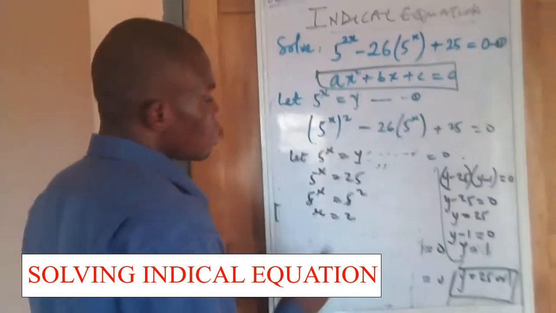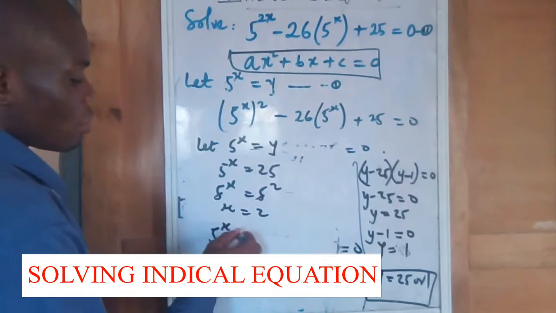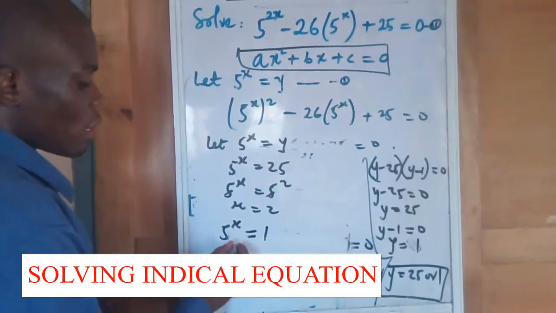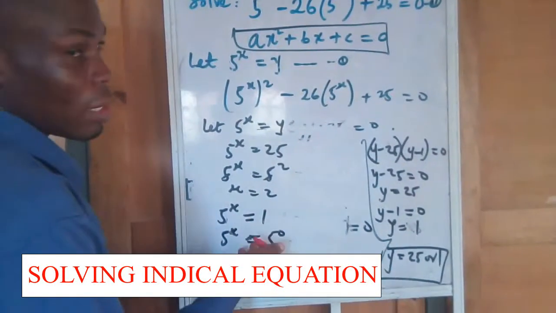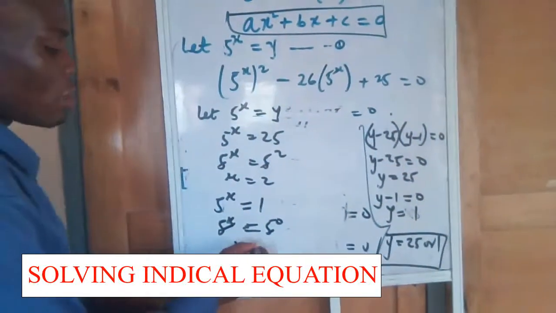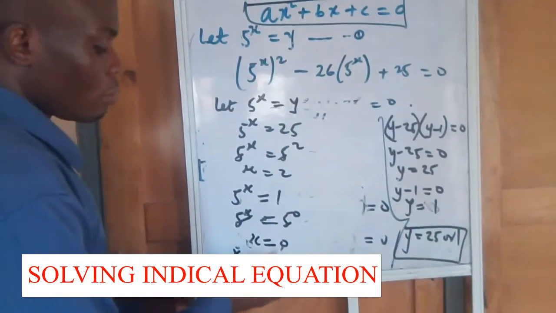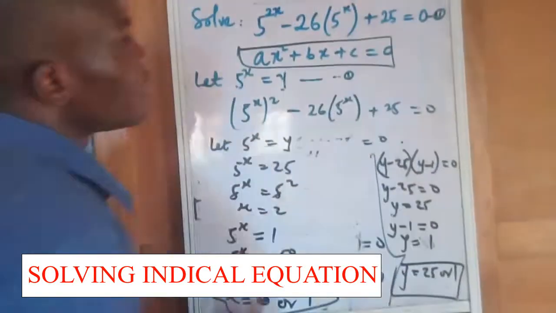Now, or if 5 raised to power x is equal to 1, then you have 5 raised to power x equals 5 raised to power 0, because the value of 1 in index is the same thing as raised to power 0. So you cancel it as you have x is equal to 0. So x is equal to 0 or 2. That's the solution to this.